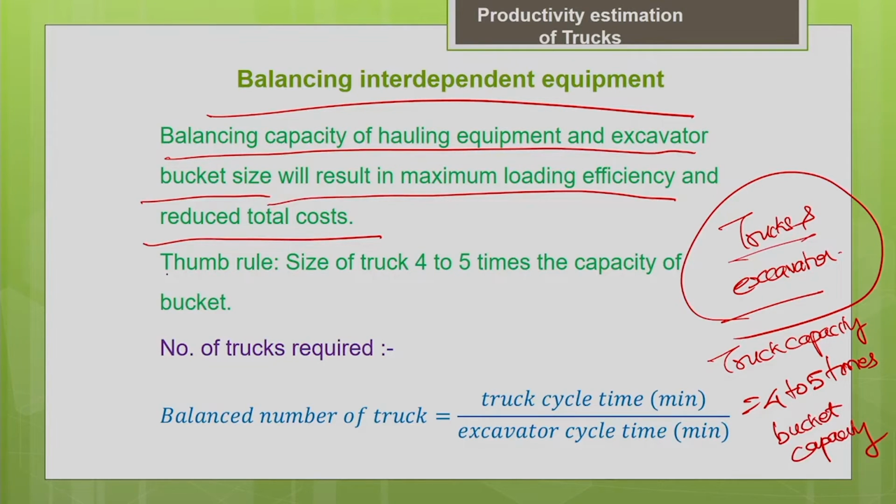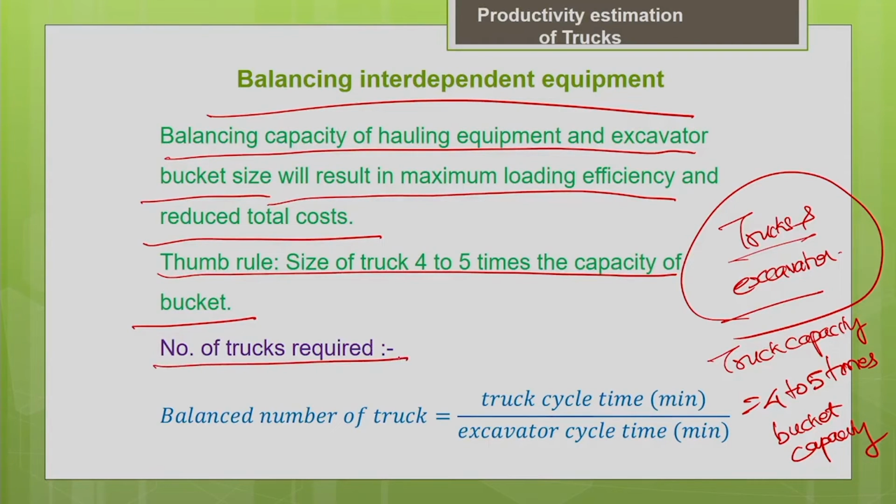That is what is given. This is a thumb rule: size of the truck 4 to 5 times the capacity of the bucket. That is the ideal case. So, when they are compatible, you can see that the cycle time will be less, and both will be working at maximum production.